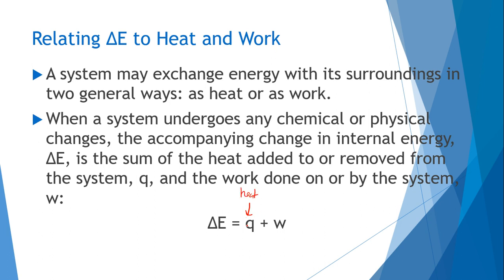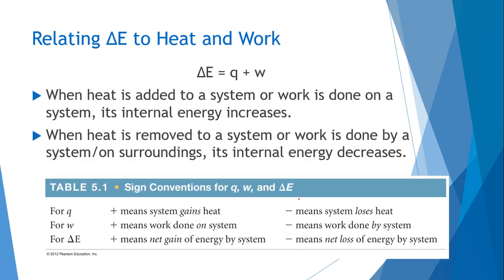That means heat can be added to the system or removed from the system. And then we add W, which stands for work. So work can be done on the system or it can be done by the system. When heat is added to a system or work is done on the system, typically its internal energy is going to increase. When heat is removed or work is done by the system, or if we say work is done on the surroundings, its internal energy tends to decrease.